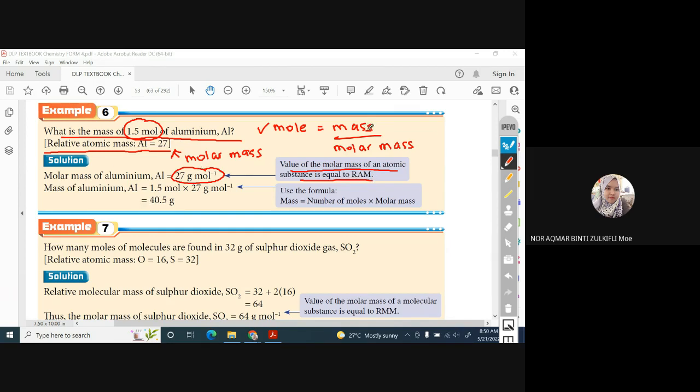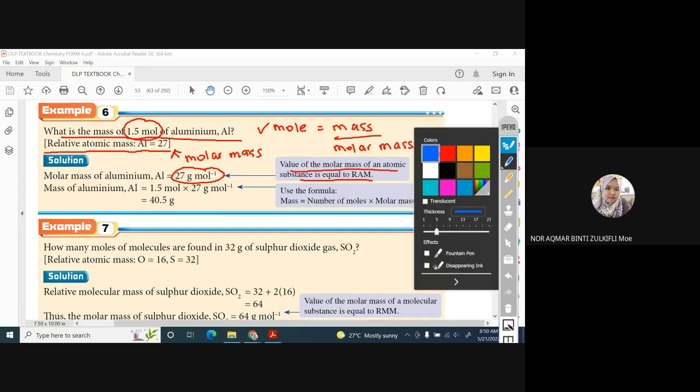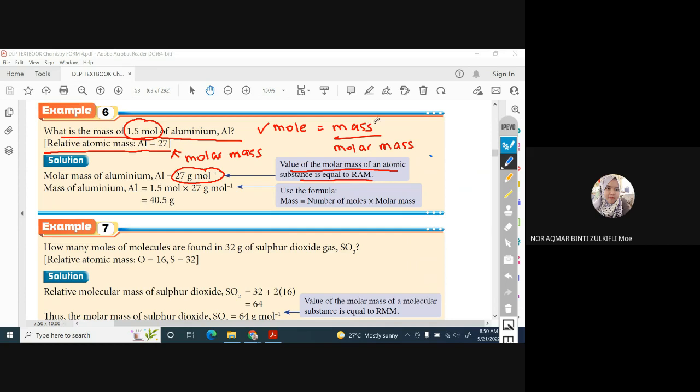If we want to find mass, this is the mathematical concept we talked about earlier. We want mass, so the molar mass has to go up to the other side, to the mole. So mass equal to mole times molar mass. That's why mole times molar mass. So you got the mass here. It's all about a formula and mathematical concept.